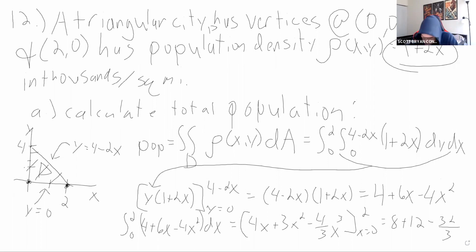Yeah. So I got 8 over 3 there. I think I accidentally put this as 1x squared, and that would explain the answer I got. But yes, it should be 28 over 3 thousand.